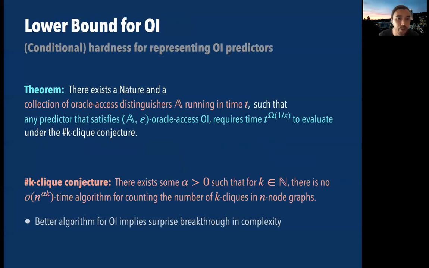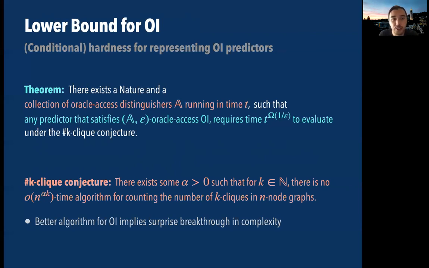And so in fact, we show that the inefficiency for oracle access OI is inherent in a sense. So this is our second main result, that there exists a nature and a collection of oracle access distinguishers that run in time t, they're efficient, such that any predictor that satisfies an epsilon oracle access OI requires time t to the 1 over epsilon. So some exponential dependence in 1 over epsilon is necessary under a certain weak variant of the K-clique conjecture. So specifically, I write it down below.